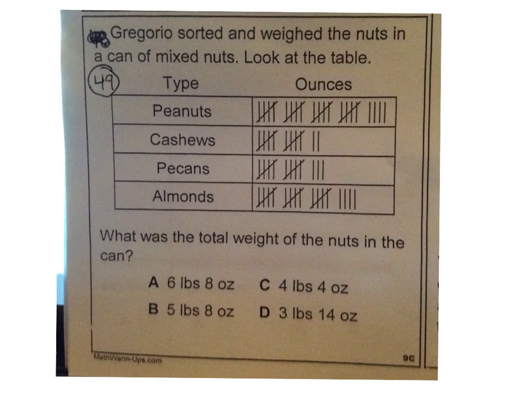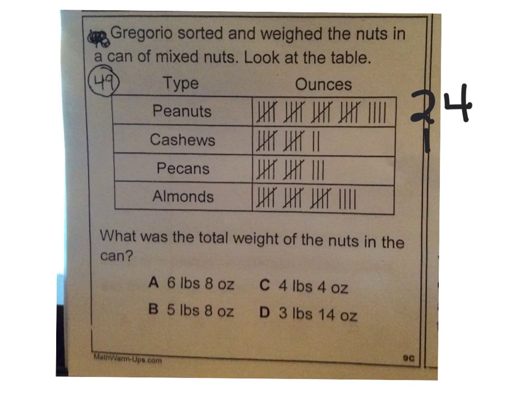Okay, Gregorio, I guess is how you say his name. We'll call him G. He sorted and weighed the nuts in a can of mixed nuts. Look at the table. What was the total weight of the nuts in cans? So if we look at the first one, if they're in 5s, that's going to be 24.